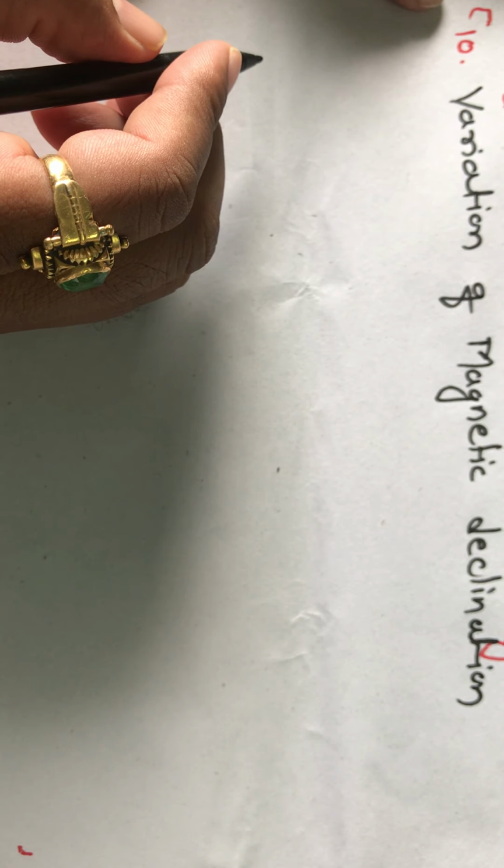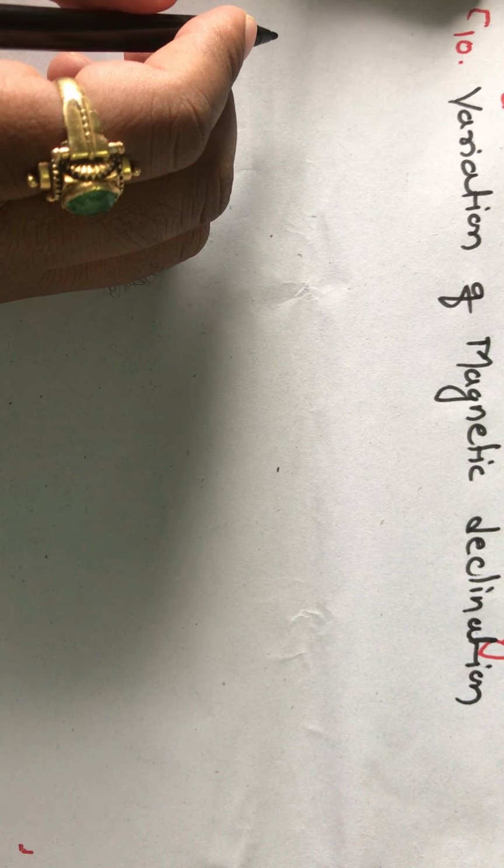Magnetic declination. So first we should understand why this declination should be there. Why are the true meridian and the magnetic meridian not coincident, when both are showing the north direction? See, the basic thing here is that we have the geographical north and south pole.